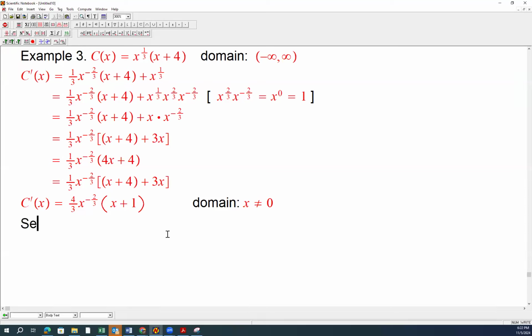And if we set the first order derivative equal to 0, this x plus 1 will have to be 0. So x equals -1. So our critical numbers are 0 and -1.